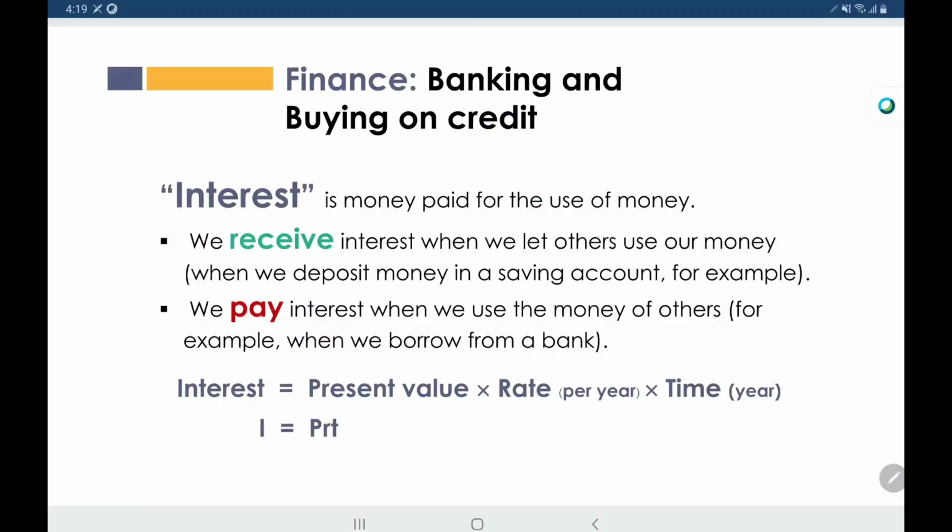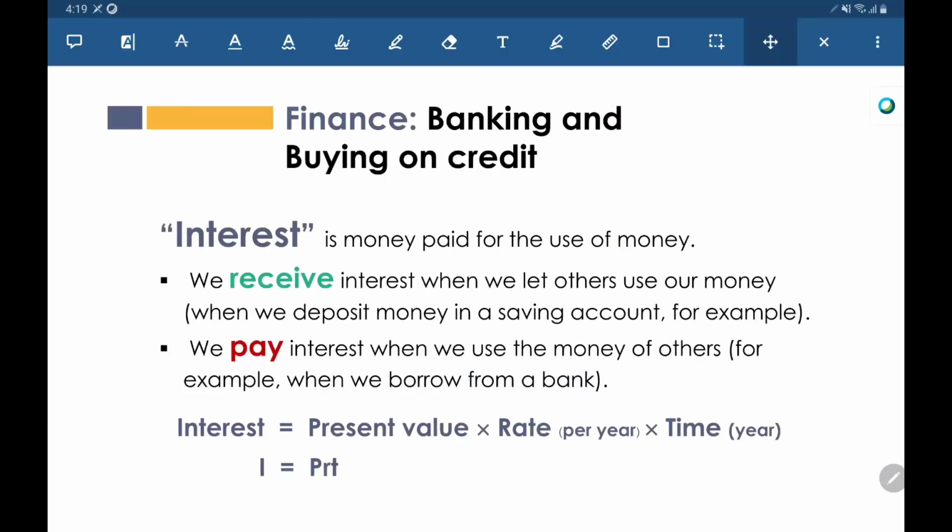In this part, we're talking about finance. When you want to buy something but you do not have enough money, what should you do? You may borrow some money from a bank, and when you borrow money from a bank, the bank will charge you interest. Interest is ดอกเบี้ย in Thai, and interest means the money paid for the use of money.